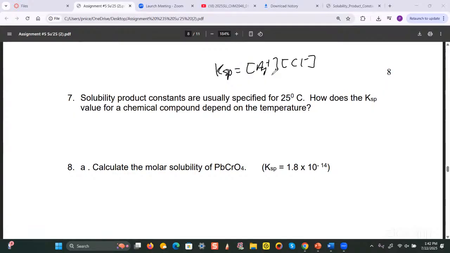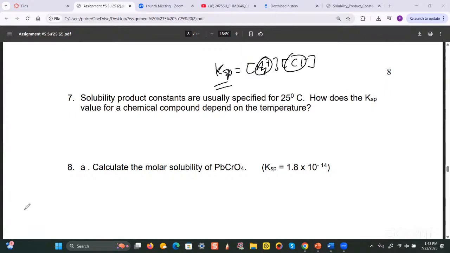So if the temperature increases and the concentrations of these increase, then what happens to the Ksp? It will increase as well, right? And this is mostly true. There are some exceptions, but it's mostly true for ionic compounds. So the Ksp will increase with increasing temperature, all right? And that's basically what they're asking for.